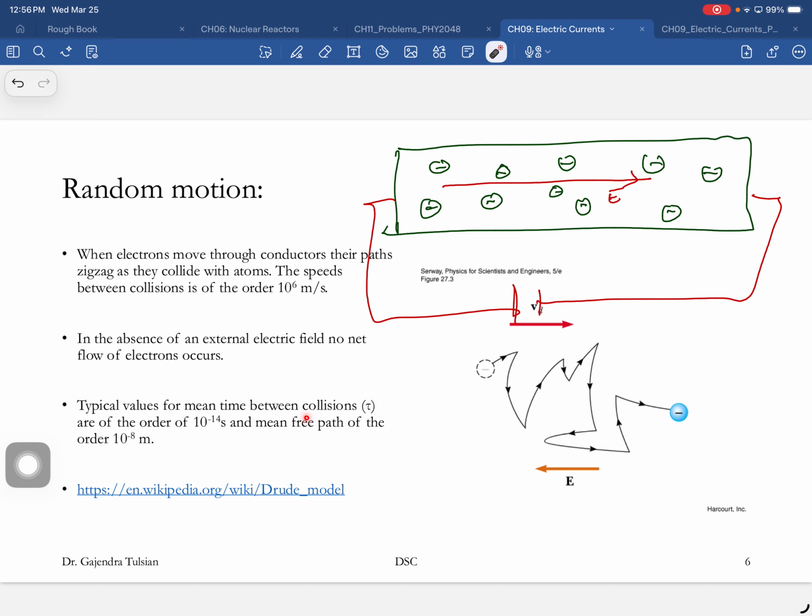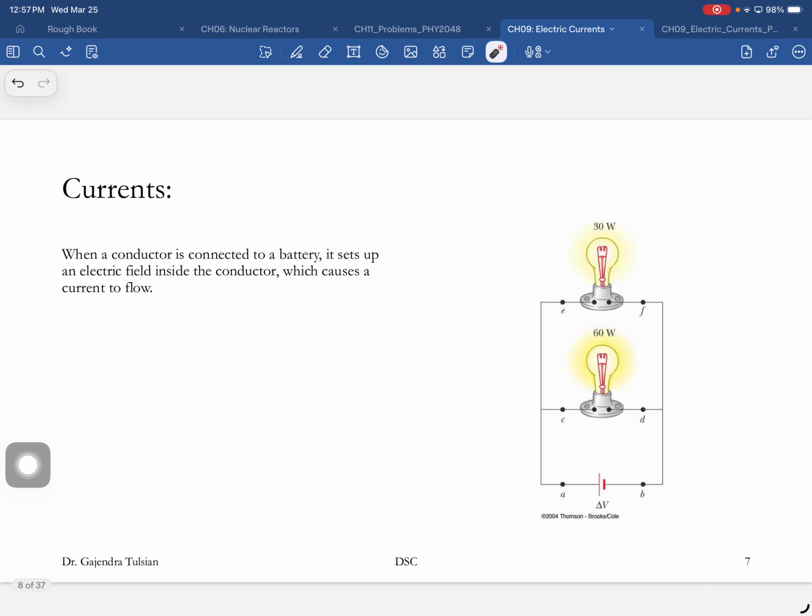Typical values between collisions. So here's the time between these collisions. Each change in direction is the result of a collision. Typical time between collisions is 10 to the minus 14 seconds, and they go about 100 atoms before they collide. The mean free path is 10 to the minus 8 meters. The size of an atom is about 10 to the minus 10 meters, and in a solid, the atoms are closely packed. All right, anyway, that's the microscopic view.